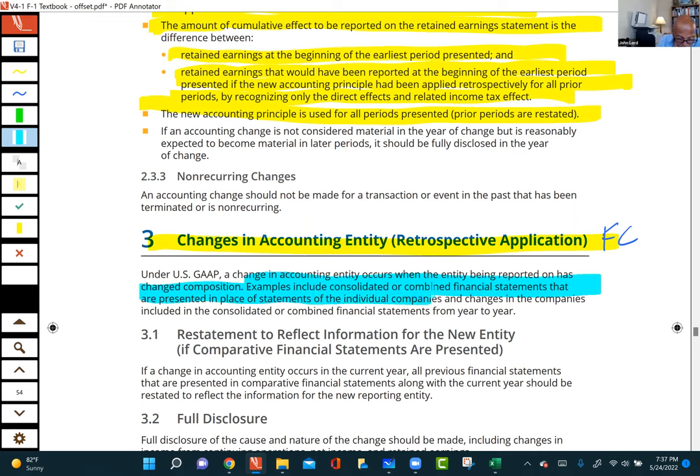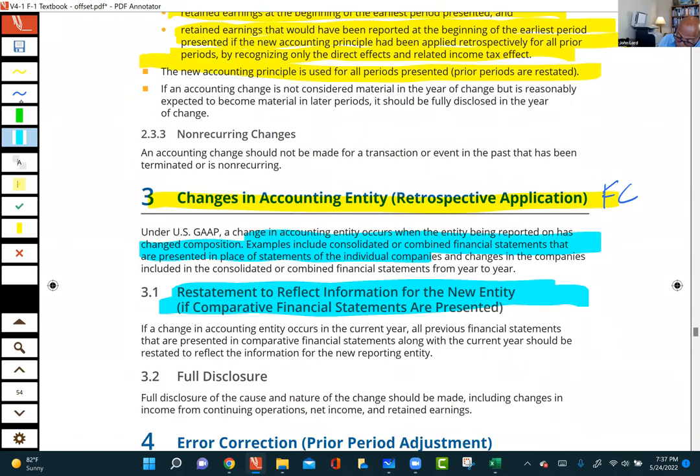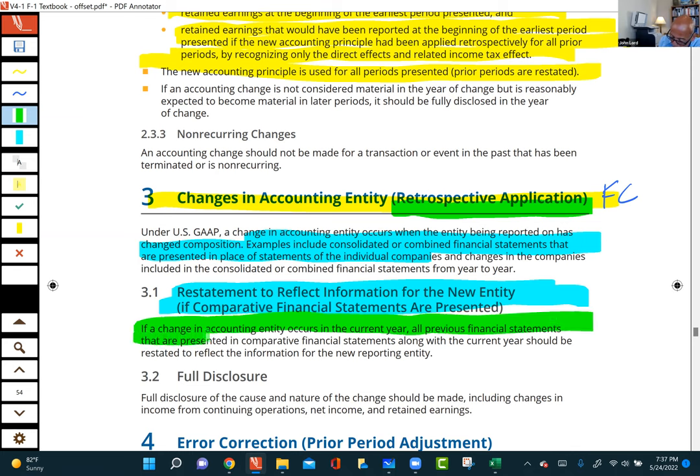Okay. Now, they tell us to restate to reflect the information for the new entity if comparative statements are presented, even though they call it retrospective application. If a change in accounting entity occurs, the current year and all prior period statements presented in a comparative format along with the current year should be restated to reflect the information for the new reporting entity. Now, if there are periods affected that aren't presented, or if it's non-comparative statements, then you'll make an adjustment to the beginning retained earnings of the earliest period presented. And of course, you consolidate the current year statement.